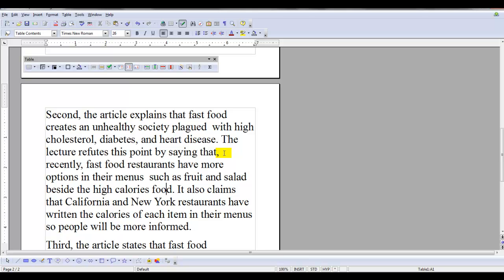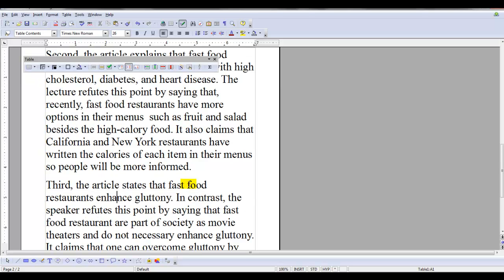besides the high calorie foods. Because you're using calories here as an adjective, you probably want to use it this way. It also claims that California and New York restaurants have written the calories of each item in their menu so people will be more informed.